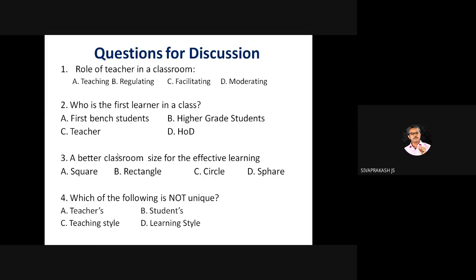So here, who is the first learner in a class? To be frank, the teacher is the first learner. Question number 3, a better classroom size for effective learning. Most people think a square or a rectangle would be the best one, because nowadays all classrooms follow either square or rectangle. But please keep in mind, the circle is the best size for effective learning.